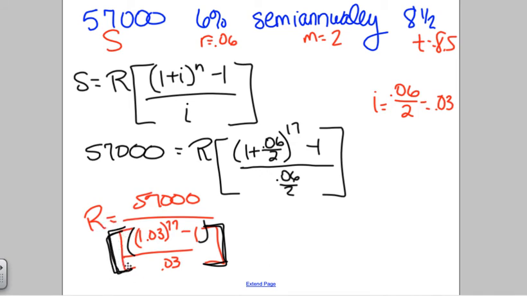So when I divide this, I get 57,000 divided by 1.03 raised to the 17th minus 1, close parentheses and divide, by 0.03. And I get 2619.29. So that is my R value, my amount of payments that it would take to be able to accrue to 57,000 after 8.5 years.